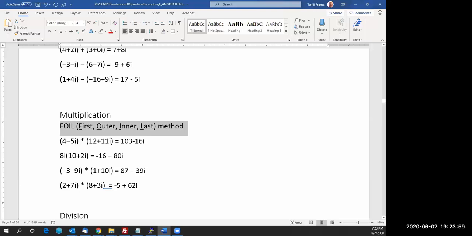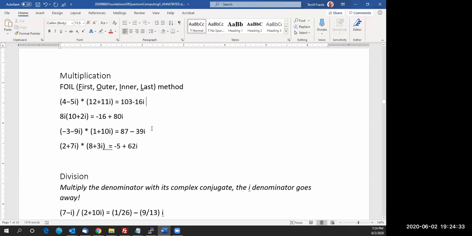And when you combine them, the 48 plus the 55, you get the 103, and you combine the minus 44 minus 60, you get the minus 16i here. It's a lot easier to do with a pen in your hand.